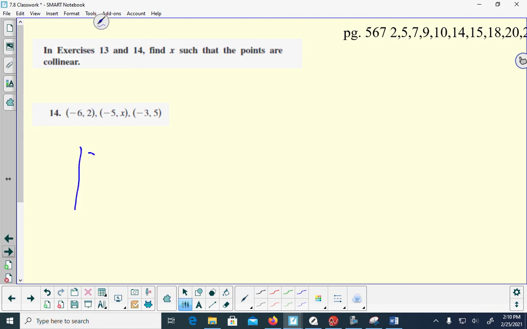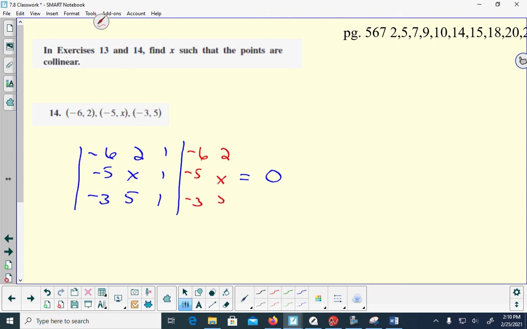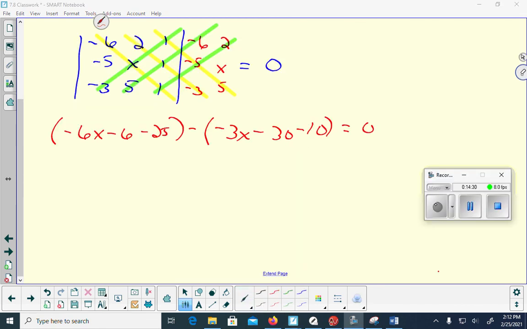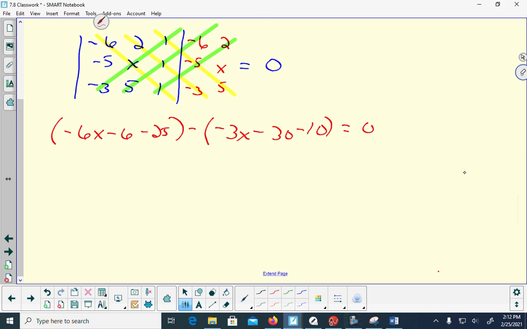So I'm going to do -6, 2, -5x, -3, 5, last column of ones, and I want this to equal 0. Because of that x, I have to do it old school, and I have to copy down my first 2 columns. And then I'm going to do the loops. And when I do that, I get, okay, now I'm going to combine like terms before I go any further inside the parentheses.